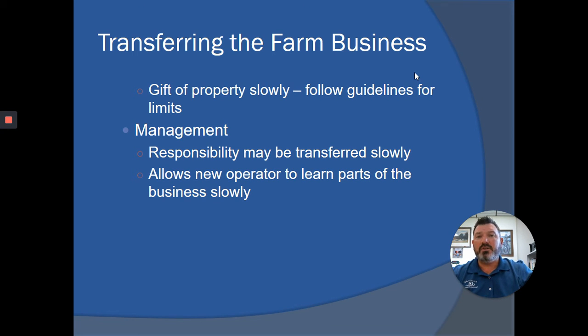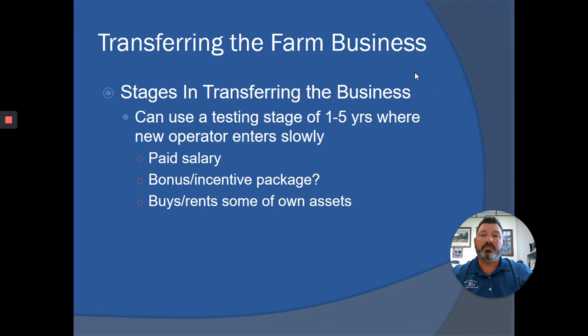And you have to follow those guidelines carefully, or you'll get yourself in a pickle. Lastly is management. You can slowly transfer the management and the decision-making capability from one generation to the next. And that allows an operator to learn parts of the business slowly, maybe break into things that they're good at, and then slowly learn items of the business that they need more training on. But again, that takes delicate and careful planning on how to do that appropriately.